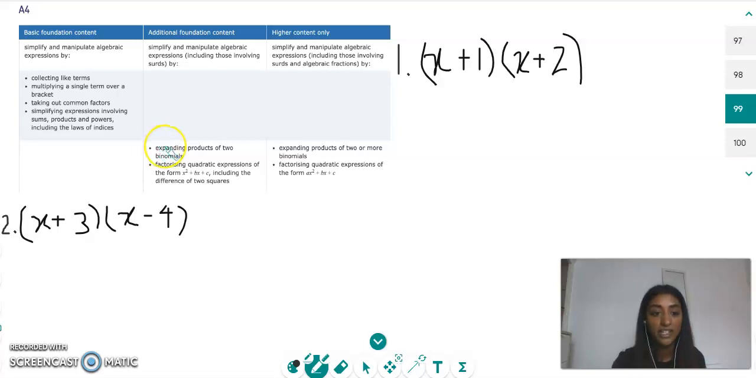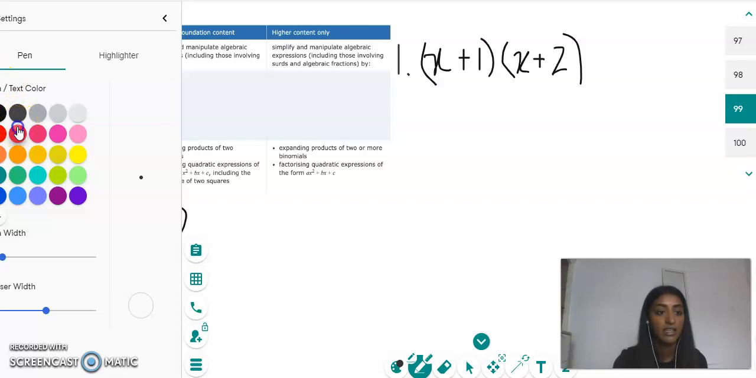So if we look at the first one, it's expanding the products of two binomials. Binomials are two terms, like up here, that are added together or subtracted, and in this case we've got one unknown, which is x. So what we do when we're expanding these two out, let me just change the colour on this.